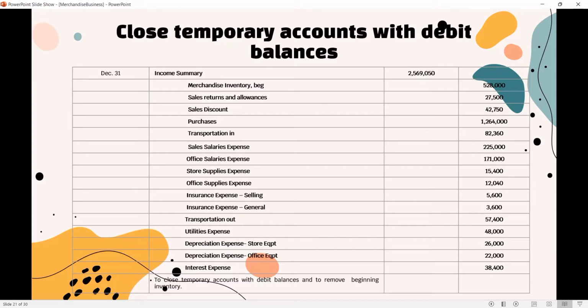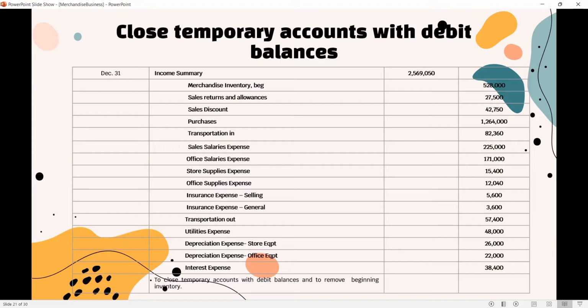1,264,000. Credit transportation in na 82,360. Credit sales salaries expense na 225,000. Credit office salaries expense, 171,000. Credit store supplies expense na 15,400 pesos. Credit office supplies expense na 12,040 pesos. Credit insurance expense selling 5,600. Insurance expense general na 3,600.